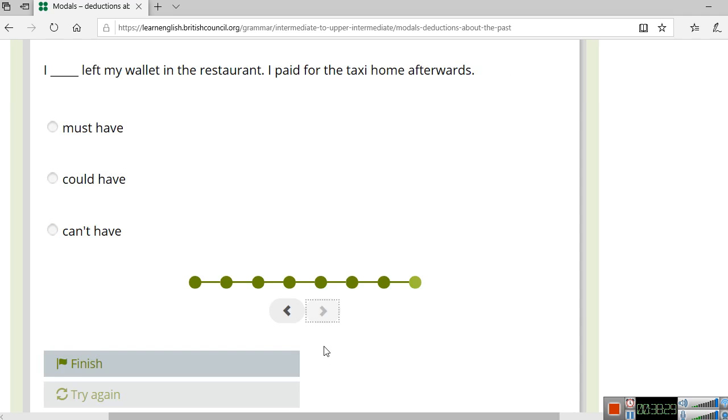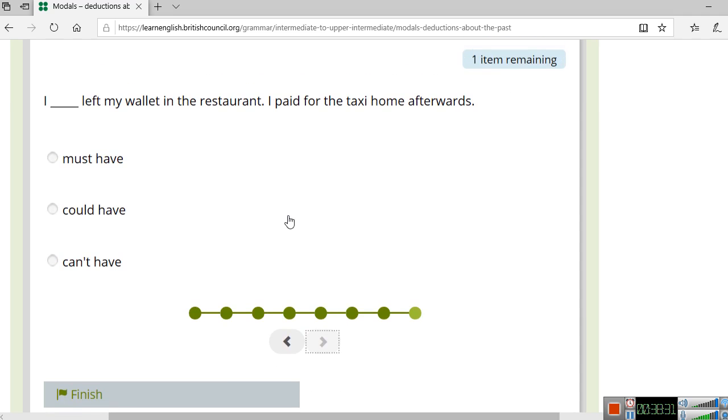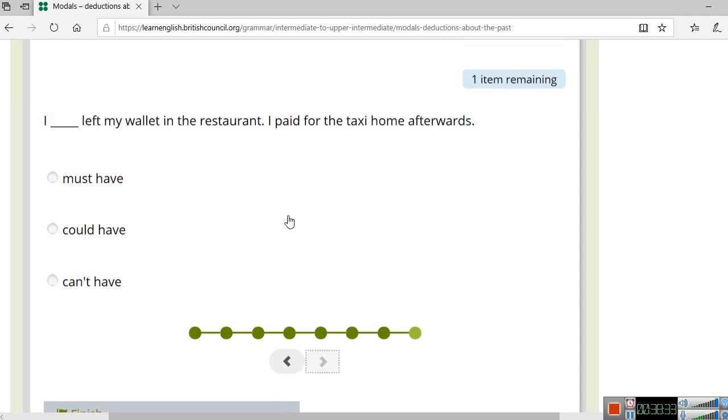Very well. And the last exercise: I blank left my wallet in the restaurant. I paid for the taxi home afterwards. Frank, can you help me with this last exercise?